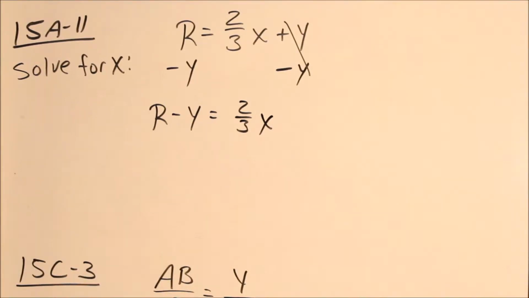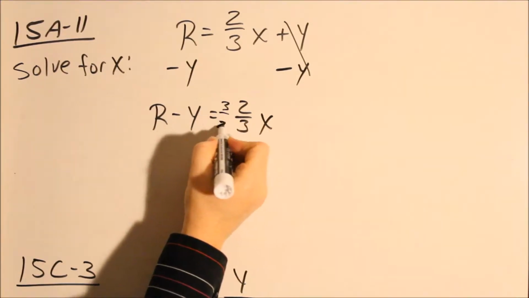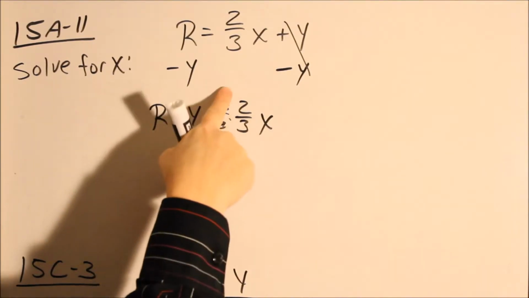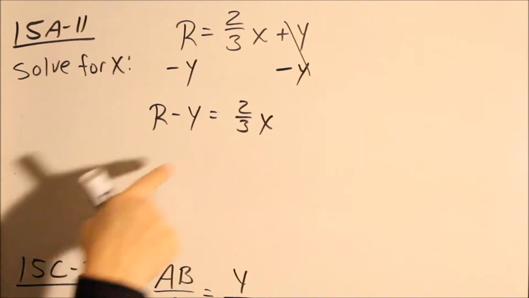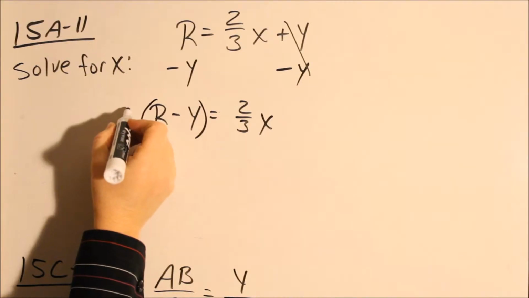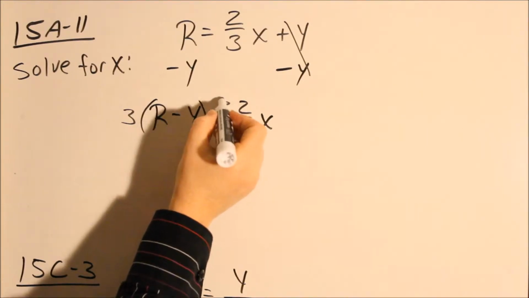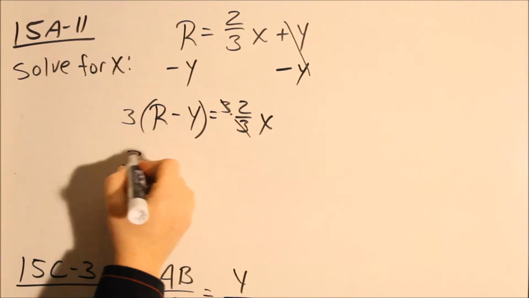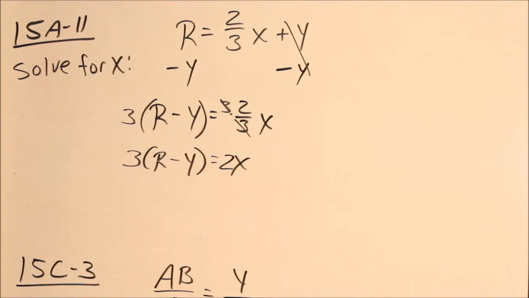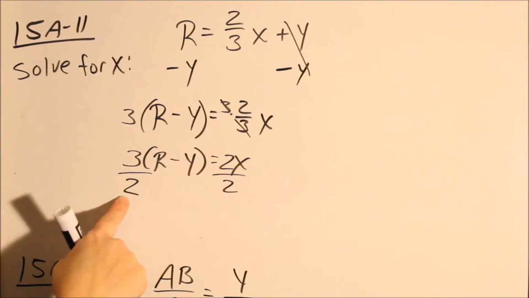Now from this point, there's a lot of different ways you can do this. You can either multiply by the reciprocal, 3 over 2 times this, and they cancel, and you multiply this by the reciprocal. Or you can go through the process of getting rid of the fraction. So if I multiplied this whole side by 3, then I multiply this by 3. So those 3's would cancel, and then you'd have 3 times r minus y equals 2x. And then to get rid of the 2, see, we end up with the reciprocal after all.